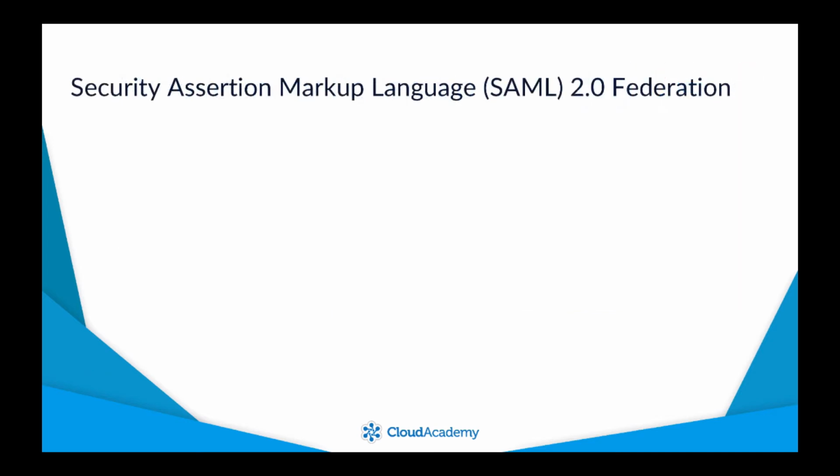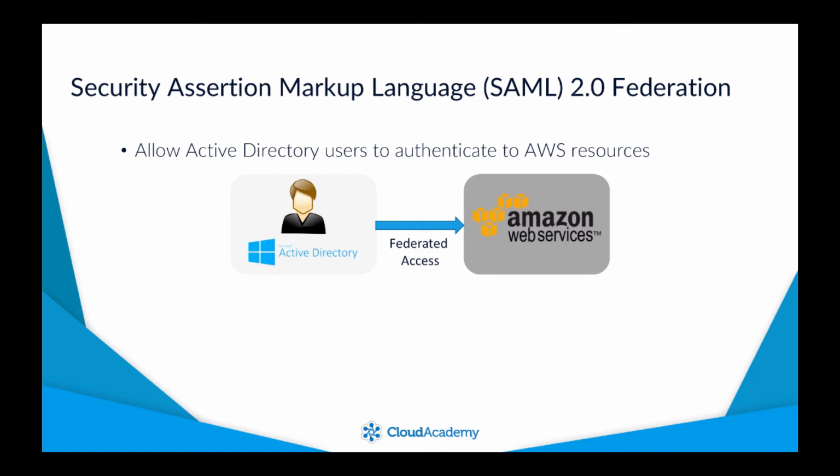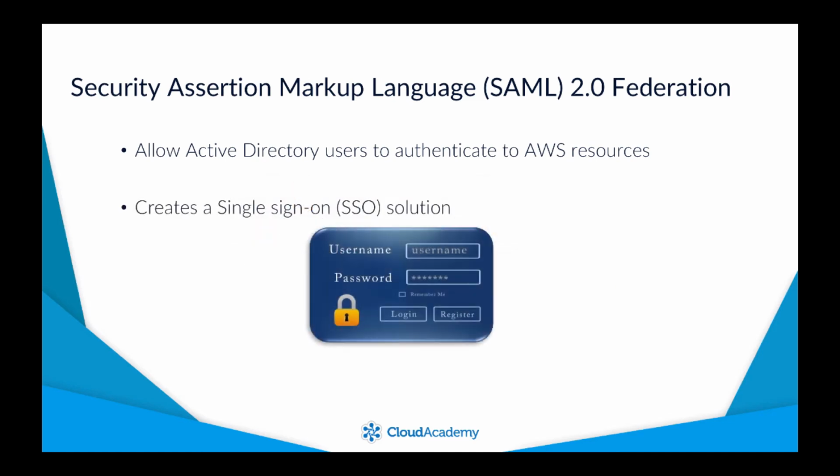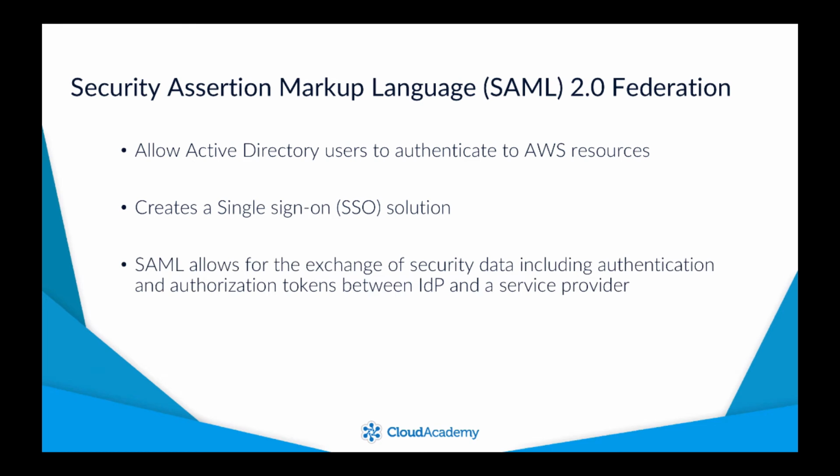SAML2-based federations can allow your existing Active Directory users to authenticate to your AWS resources, allowing for a single sign-on approach. SAML stands for Security Assertion Markup Language and allows for the exchange of security data, including authentication and authorization tokens, to take place between an identity provider and a service provider. In this case, the identity provider is Microsoft Active Directory Service and the service provider is AWS.